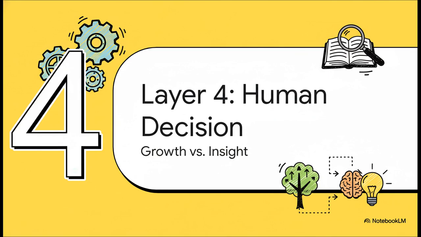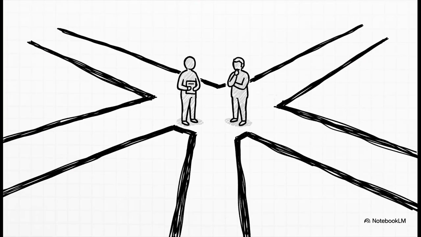Okay, for our final layer, we're going to zoom way out and get a little more human. In Layer 4, the human decision, we're looking at the difference between our own personal growth and getting some guided insight. So, picture this scene. There are two people at a crossroads. One is holding a journal. That's our object. It represents their identity, their story, who they are. The other person is a trusted mentor. And you can just feel the weight of a big decision hanging in the air.